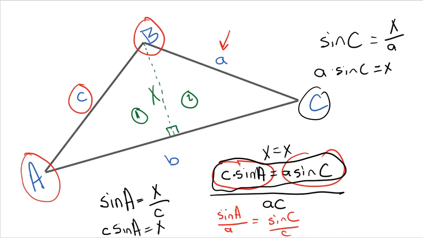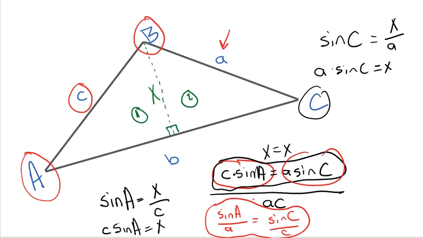And what I find out is that these ratios, sine of angle A divided by little a, the side across from it, that ratio is the same as sine of C divided by little c. And these ratios are what can help me find values. Even though this is a non-right triangle, I could use this ratio to help me find values. And this ratio that exists between the sines is actually called the law of sines.